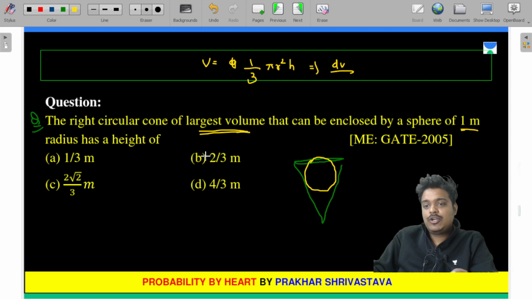You put dV by dr, and here you are going to do d by dr of 1 by 3 pi r square. Instead of h you will write 1 plus root over 1 plus r square, and you need to differentiate and equate it to 0. When you do that, you will get the value of r, and putting the value of r here, you will get the value of height. Okay, so the answer to this question is, sorry, 2 root 2 by 3 meters.